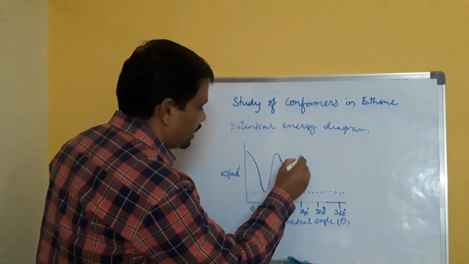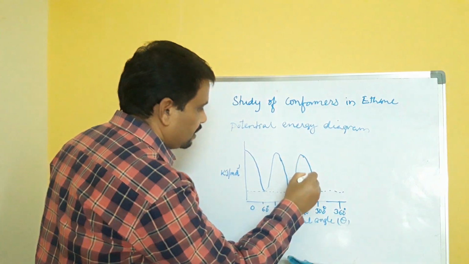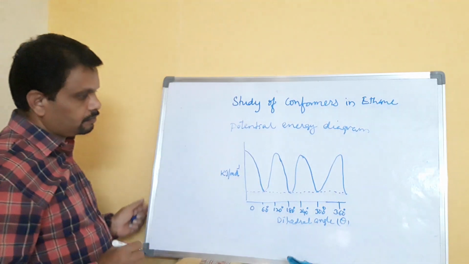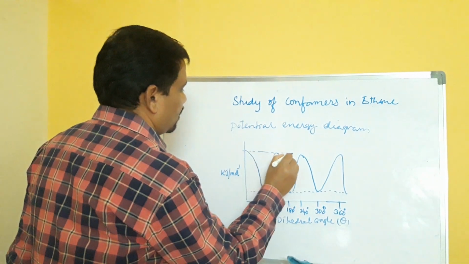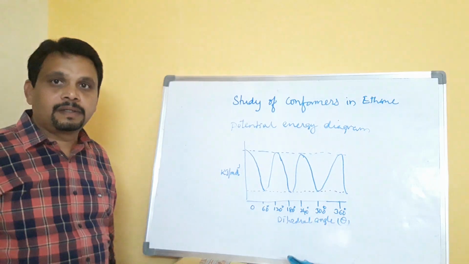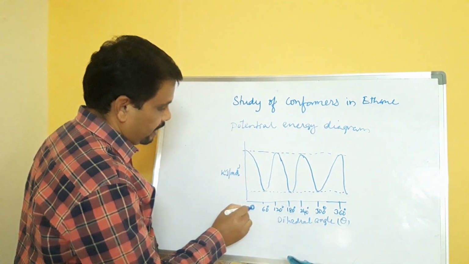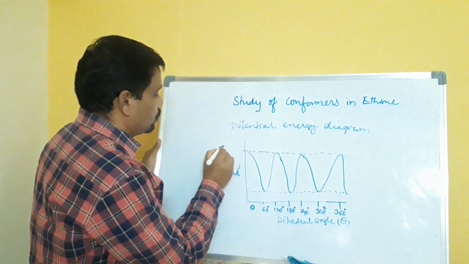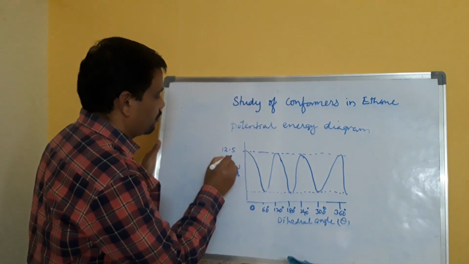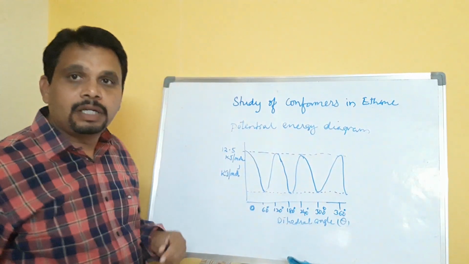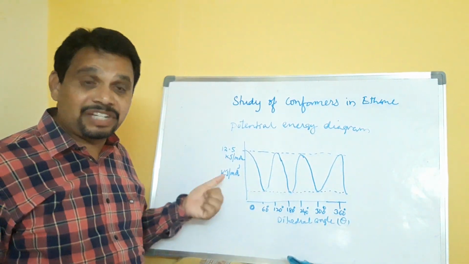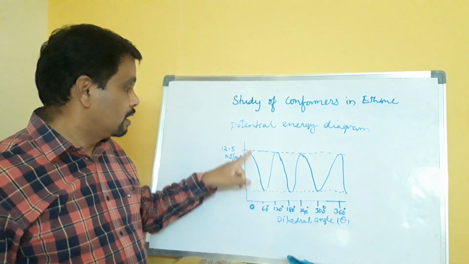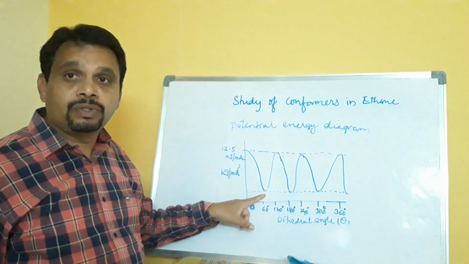240 it is eclipsed, then 300 it is staggered, then okay, right, like this, okay. At 0 degrees dihedral angle, that means eclipsed, the eclipsed conformer has about 12.5 kilojoules per mole potential energy. 12.5 kilojoules per mole potential energy at 0 dihedral angle, and when it rotates 60 degrees, that potential energy comes down to 0.